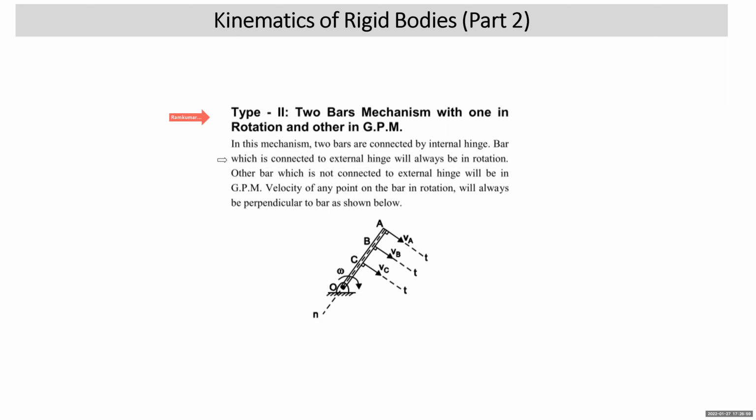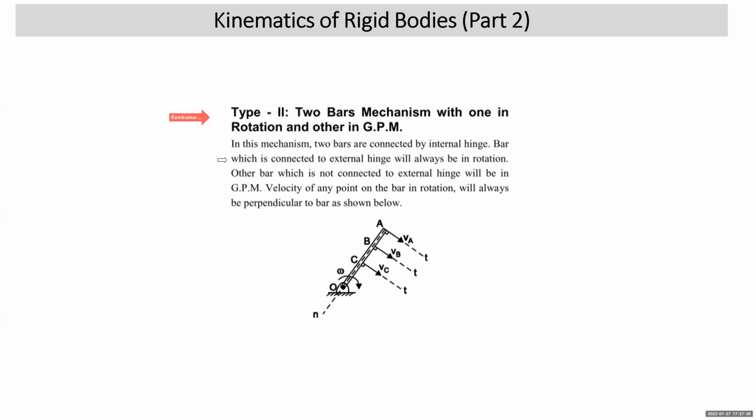What is type 2 problems? 2 bars mechanism with one in rotation and the other in GPM. In this mechanism, you come across 2 bars, 2 rods or 2 beams which are connected together by means of an internal hinge. At the end, one of the bars is connected to an external hinge. The property of the external hinge is that it allows the bar to only rotate. So we remember it like this: in a 2 bar mechanism, one bar will be in rotation, the other will be in GPM.